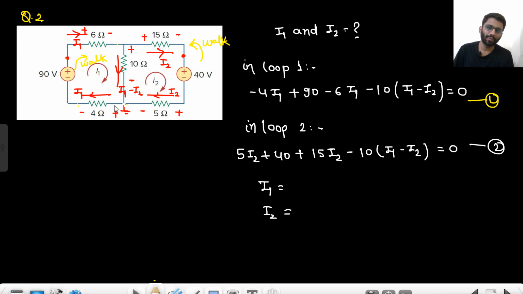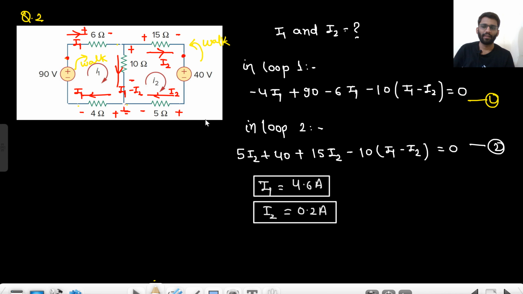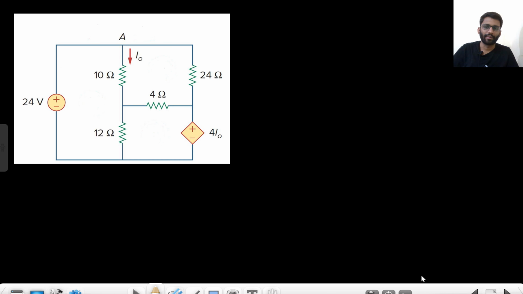So we have made the potential drop and we worked like this. 0 minus 4I1 plus 90 minus 6I1 minus 10 I1 minus I2 equals 0. In this loop we worked like this: 0 plus 5I2 plus 40 plus 15 I2 minus 10 I1 minus I2 equals 0. So now we will solve and we will get the values of I1 and I2. I1 is 4.6 and I2 is 0.2 ampere.